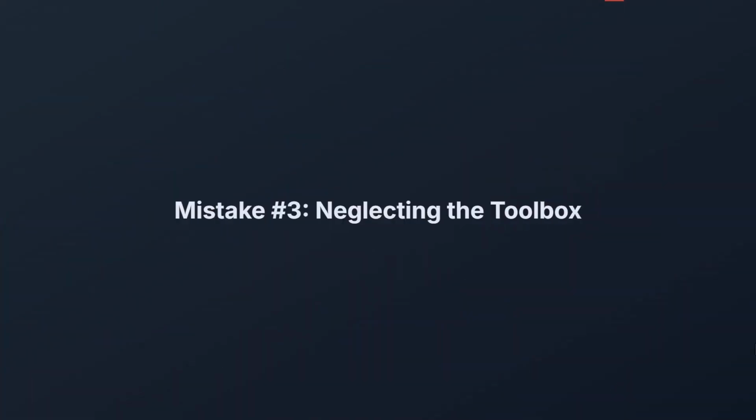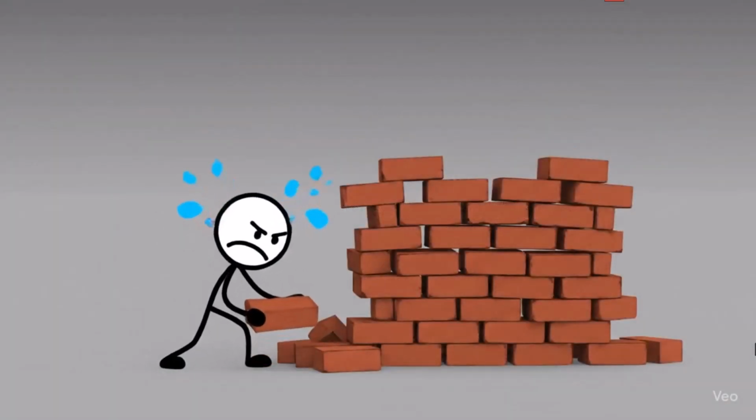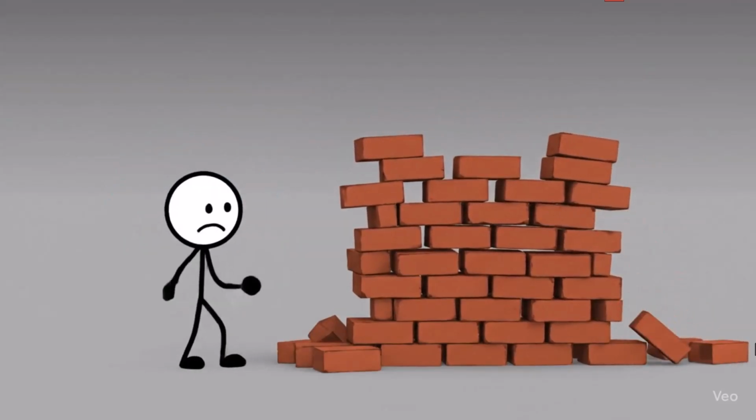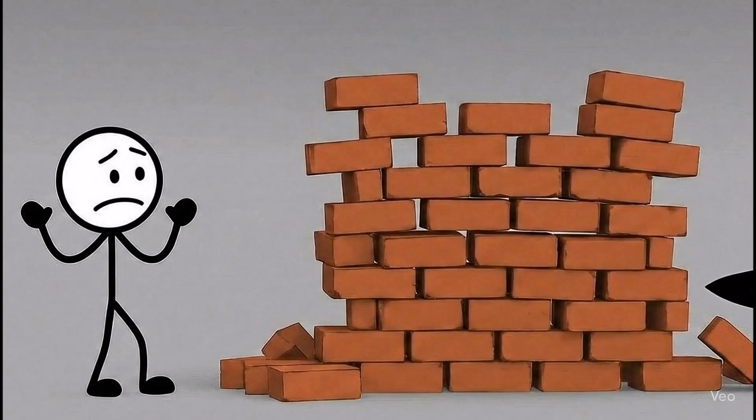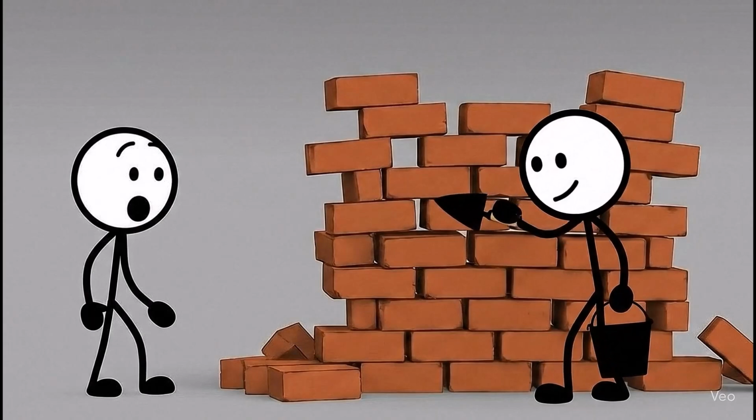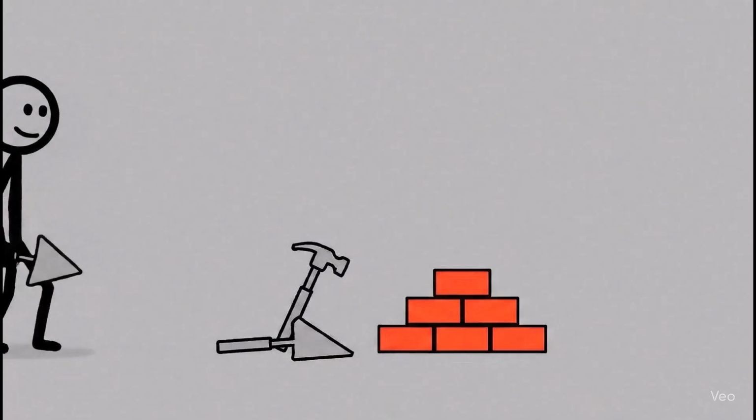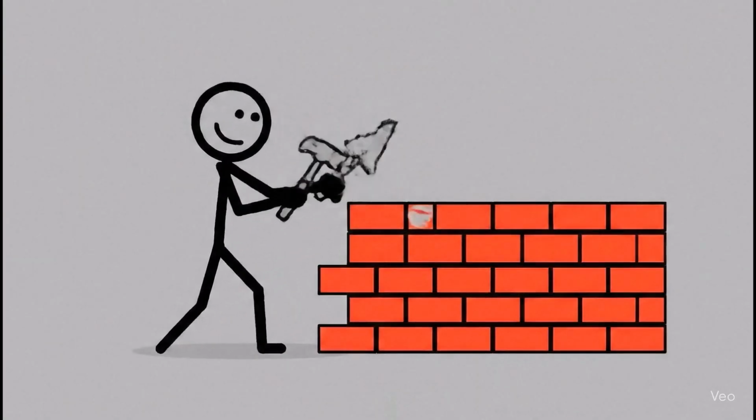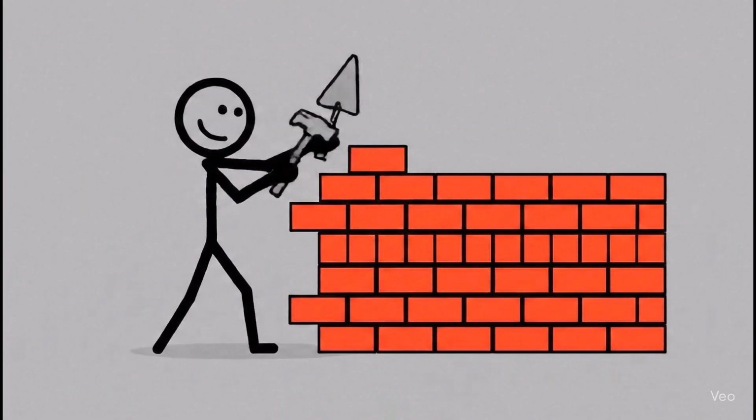All right, mistake number 3 is one of the biggest reasons why promising AI agents completely fail in the real world: neglecting the toolbox. Imagine hiring a master builder to construct your house, but you don't give them a hammer, a saw, or any tools. They can't do anything. That's exactly what you're doing to your agent when you don't give it tools. An LLM, by itself, is just a brain in a jar. It can't browse the web, check the weather, or access your files.